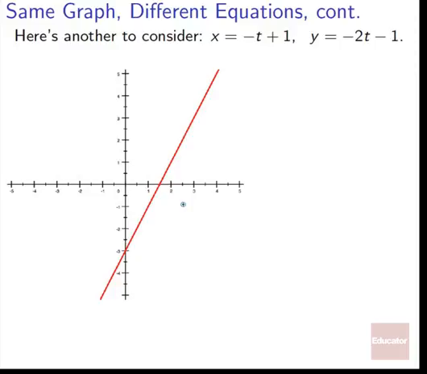All right, here's another one to consider. x equals negative t plus 1, and y equals negative 2t minus 1.